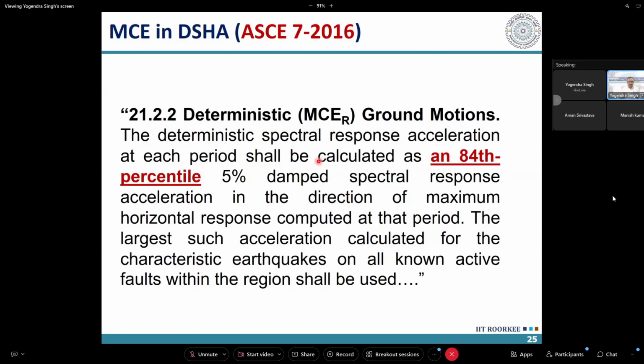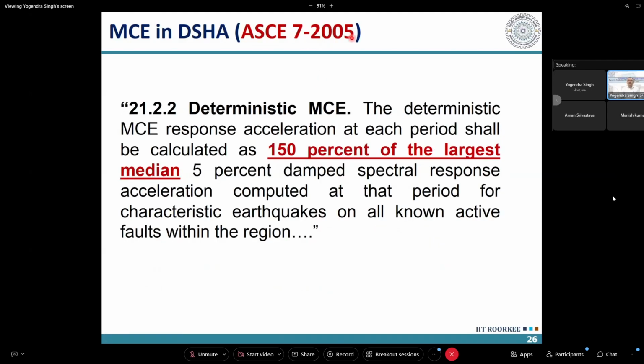And if we look at the older versions of ASCE 7, 2005 and older, after 2005 they changed the definition to 84 percentile. Before that, they were using a definition of 150% of the largest median 5% damped response spectrum.